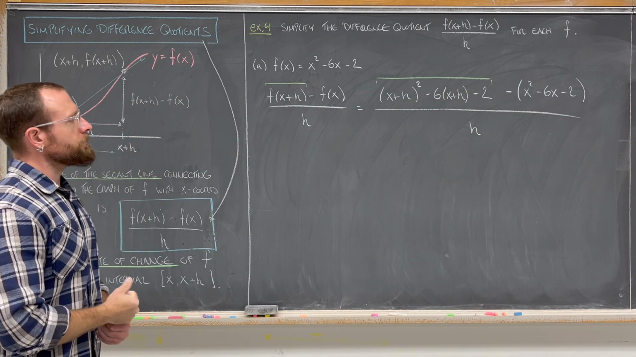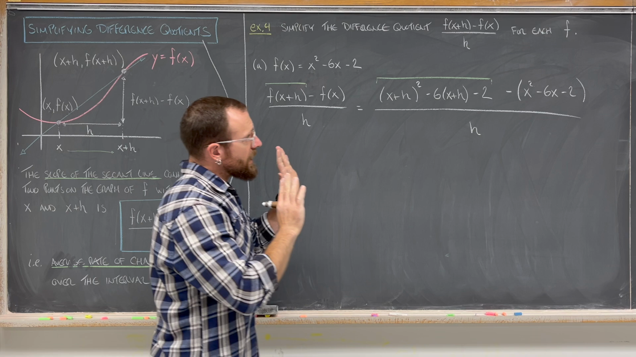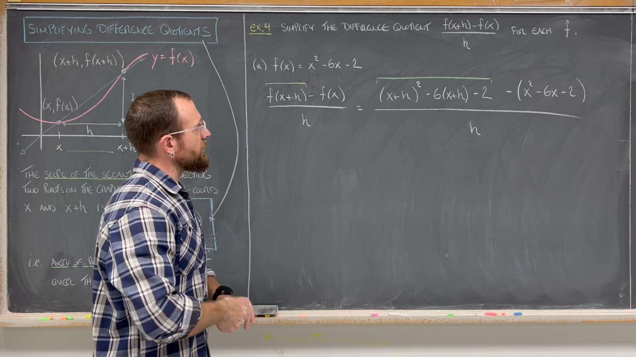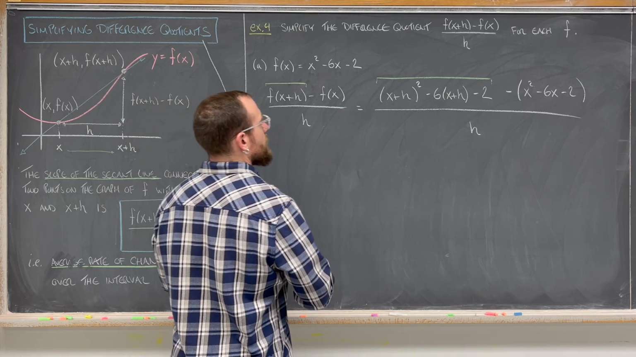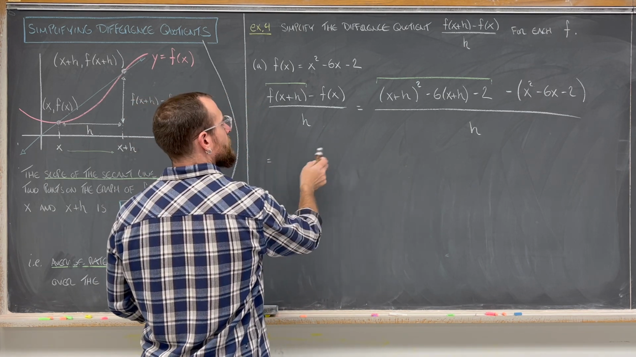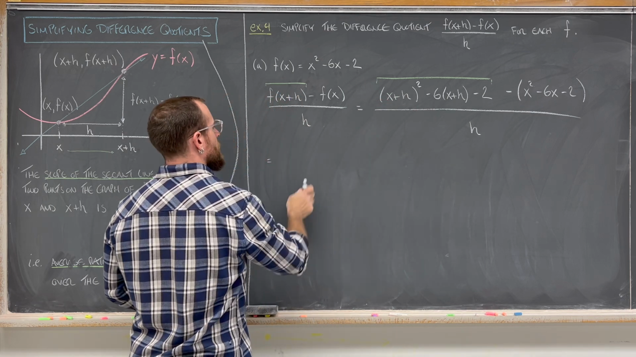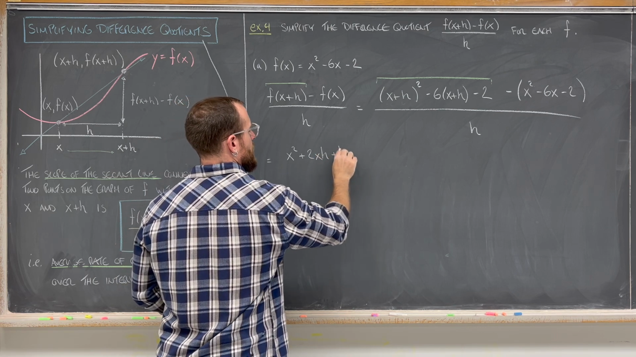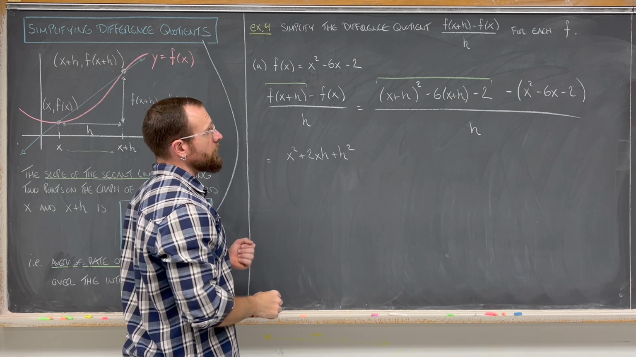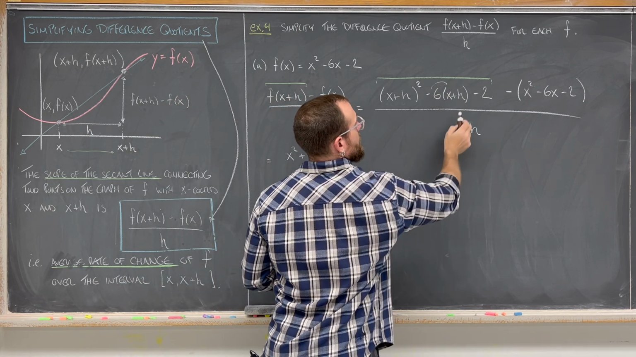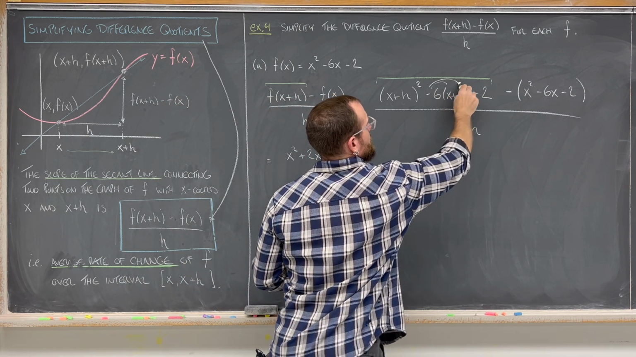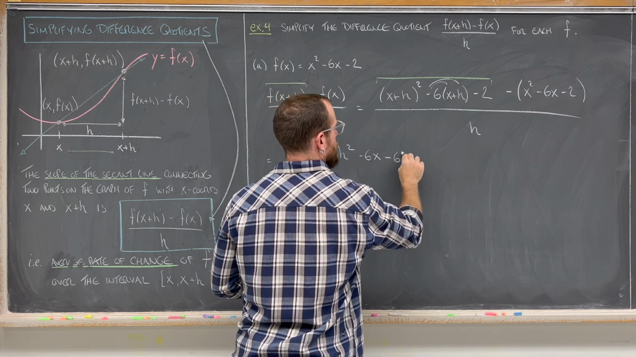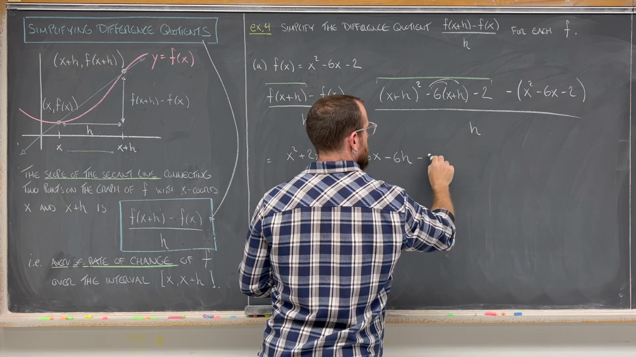Okay? Now, with that, if you've gotten this far, I think you can finish the rest of this. We just have to follow the order of operations and stay calm. So when I square x plus h, I get x squared plus 2xh plus h squared. That involves foiling it out. Then I'm going to subtract 6x and subtract 6h. So I have minus 6x minus 6h, and there's still a minus 2 at the end.